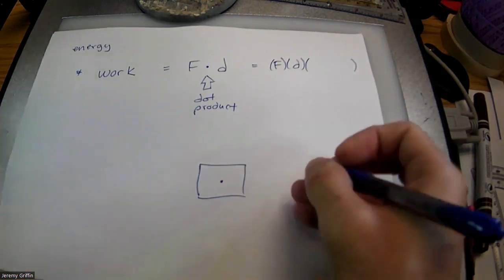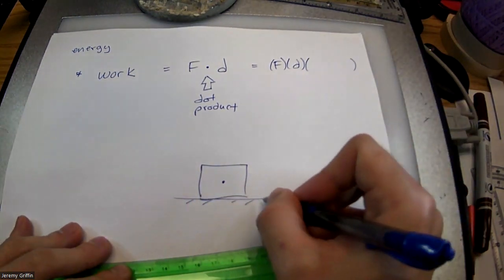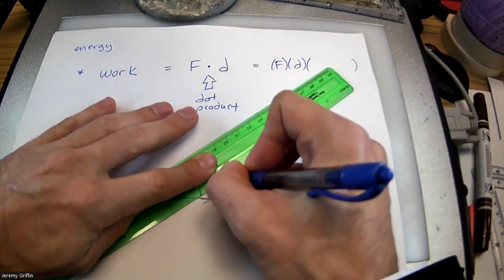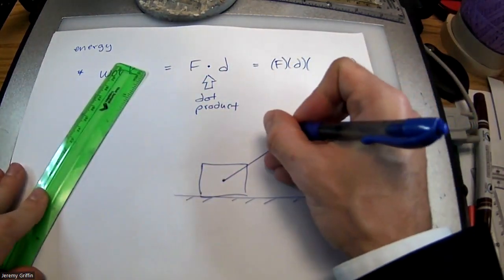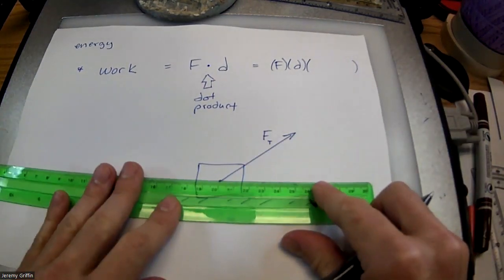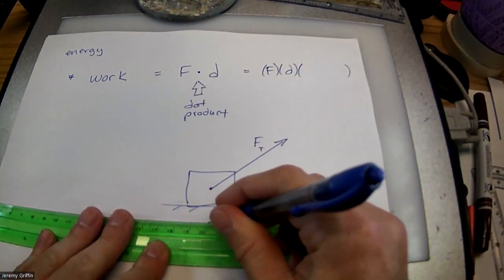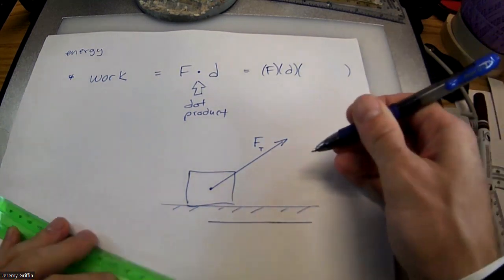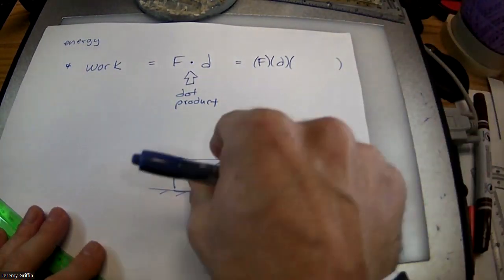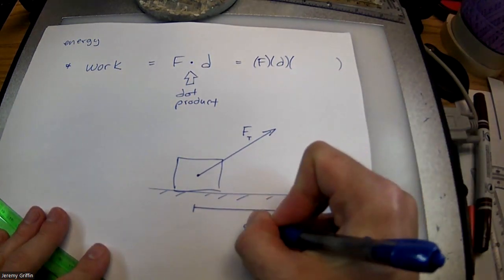So I've got, say, a block with some mass, sitting on the floor. And maybe I've attached a rope to it, and I'm pulling with some tension force, F sub T. And I'm saying this block is therefore going to move to the right. Let's say it's not enough force to pull the block off the ground. I'm just pulling, so it's moving strictly to the right, and moves some distance d.